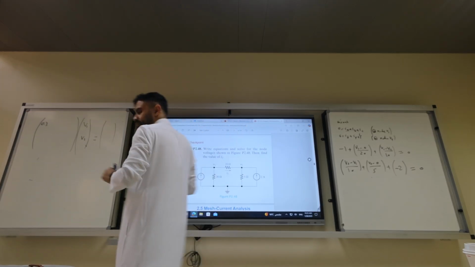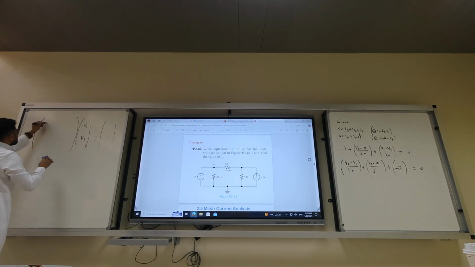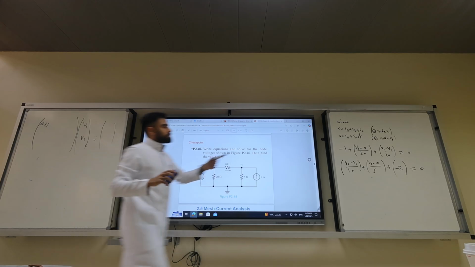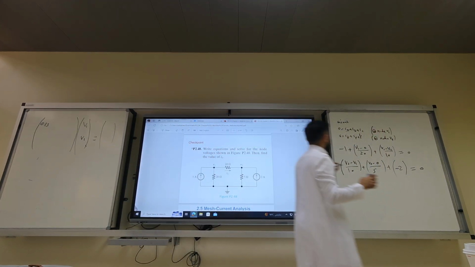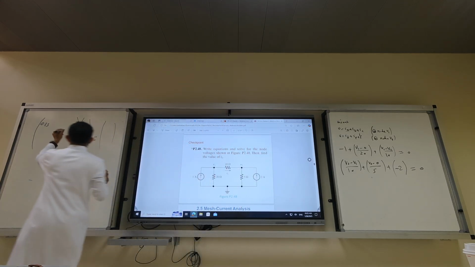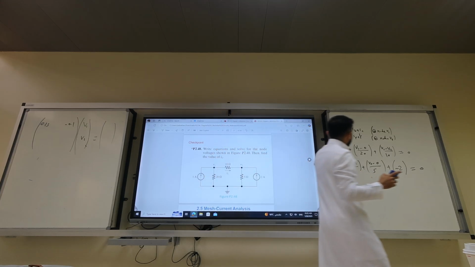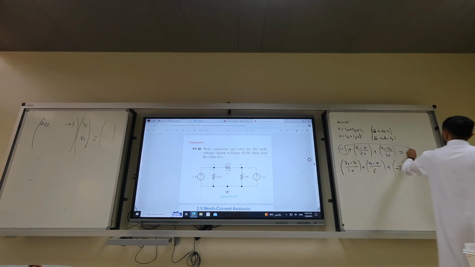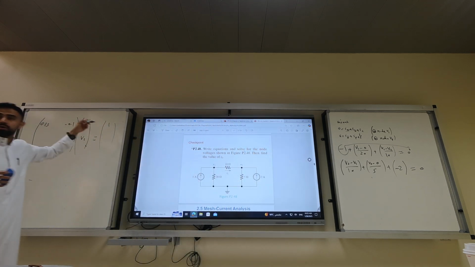You're right. 0.15? Yes. Then the second one is 1 over 20 plus 1 over 10. And then we have minus 0.1. Then we have the minus 1, we move it here, it will be positive 1, plus 1. Any question about how we wrote the first row?